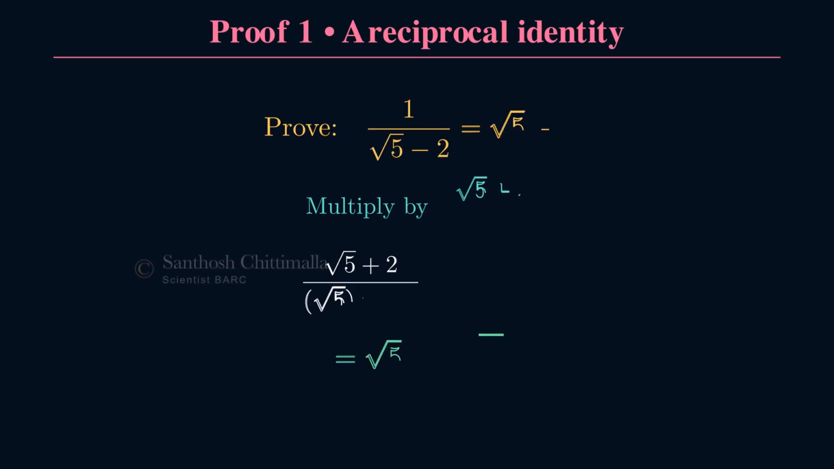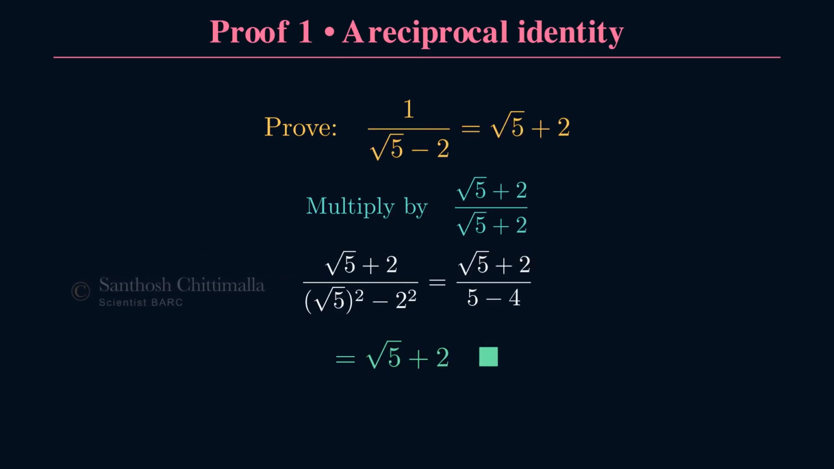Now prove that 1 over square root of 5 minus 2 equals square root of 5 plus 2. Multiply by the conjugate. The denominator is 5 minus 4, which equals 1. Therefore, the numerator square root of 5 plus 2 is the complete answer. So the identity is proved.